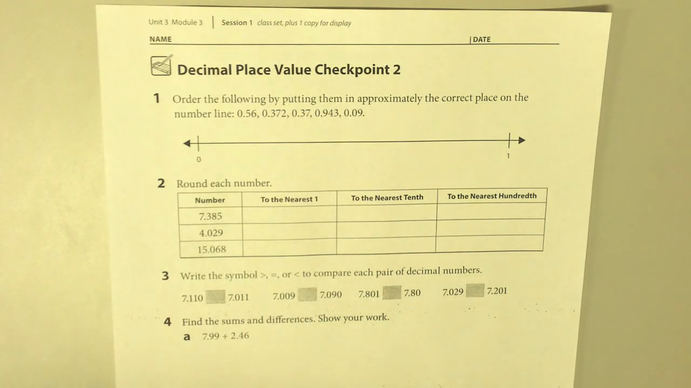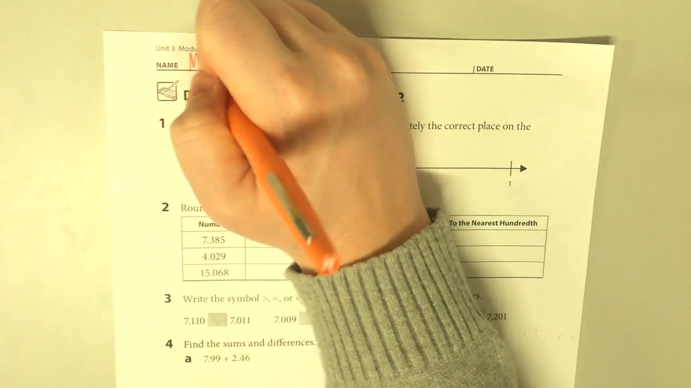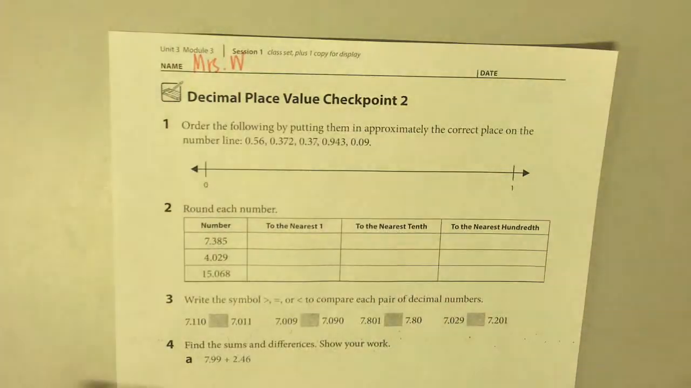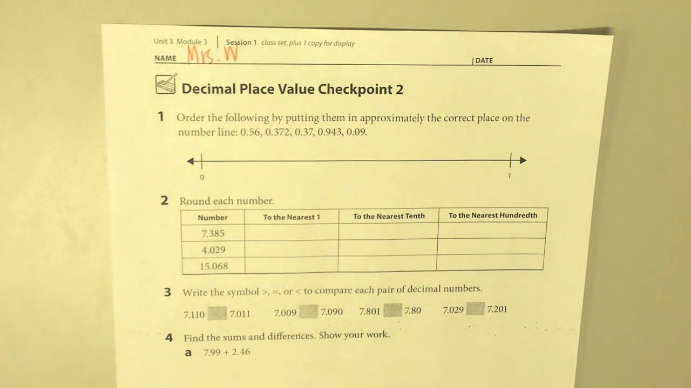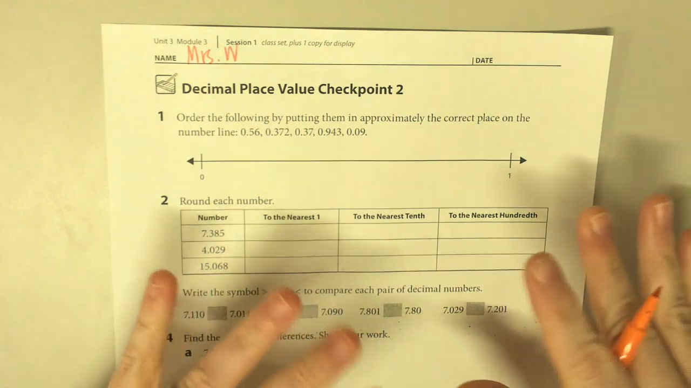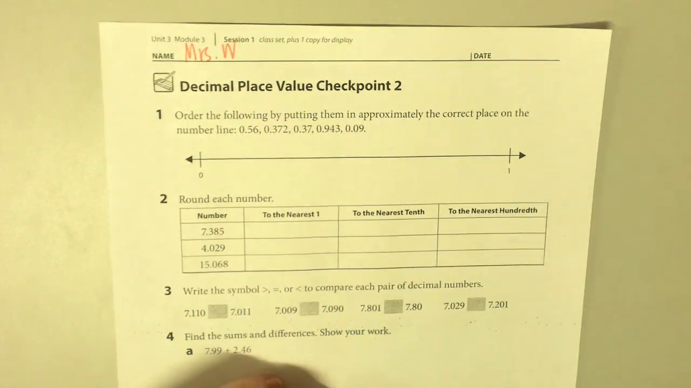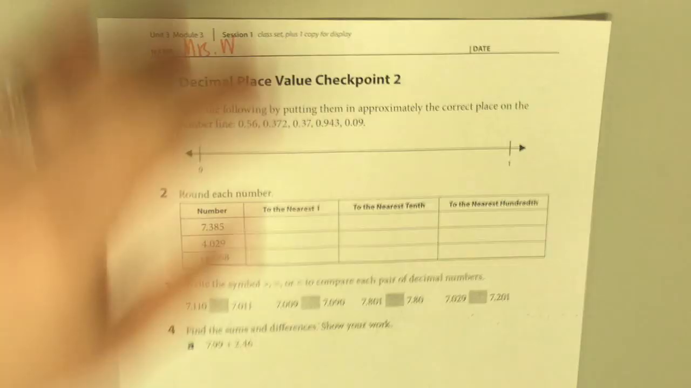All right, let's start by putting our name up at the top. Remember, for these videos, you need to write down everything I write down to get credit so that you don't have to redo it. So if I write down some work, I want you to write down the exact same thing. Let's look at number 1.